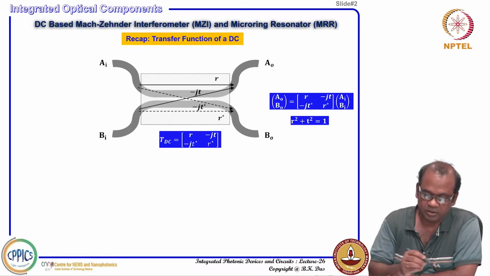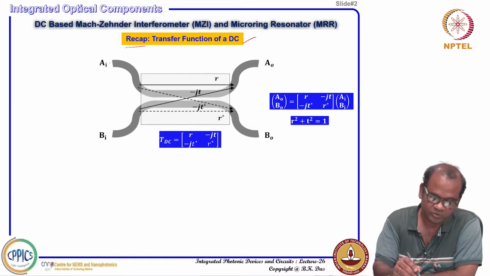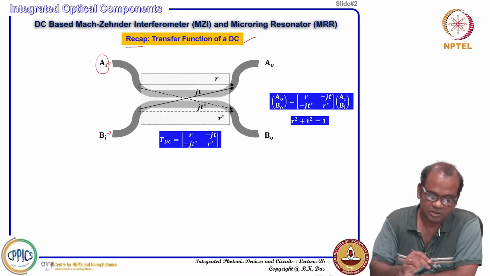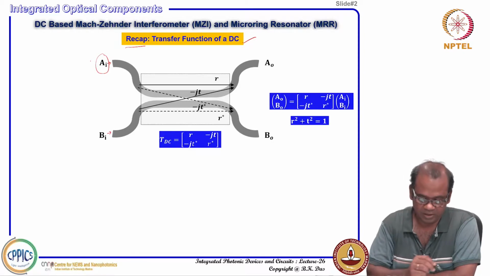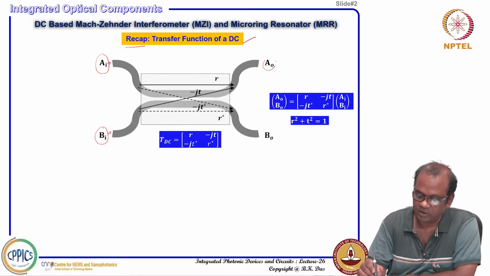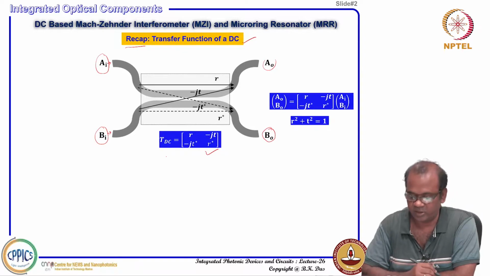I want to give a bit of a recap of the transfer function of a DC directional coupler. You have two inputs, input 1 and input 2. The field amplitudes you are giving are A_I and B_I, where A, B are the inputs, I stands for input, and the two output ports will have A_0, B_0. We know that the transfer matrix for a directional coupler, that is coupled waveguides, we can summarize using this matrix: R, R star and minus jT star, that we have derived earlier.